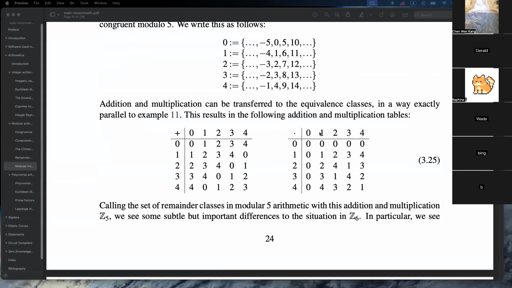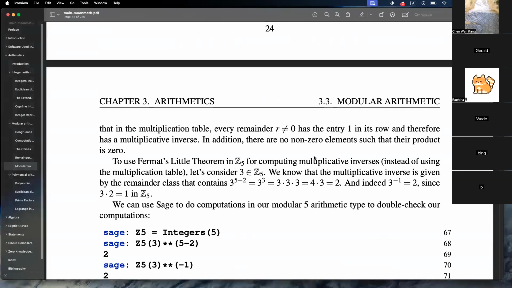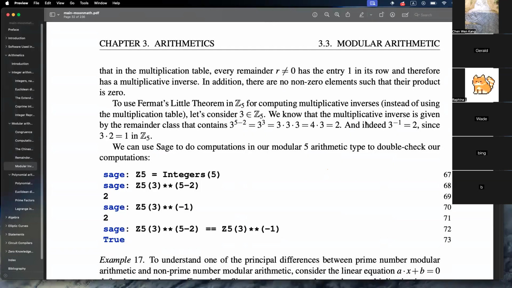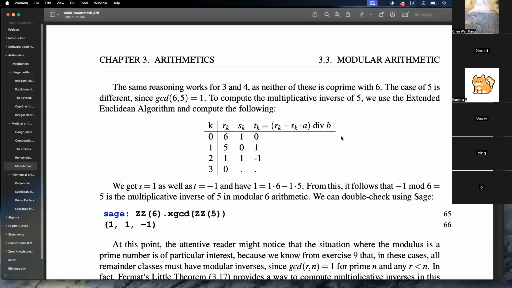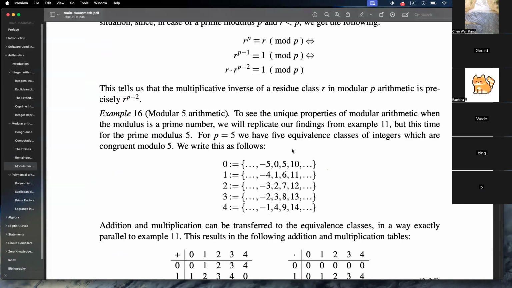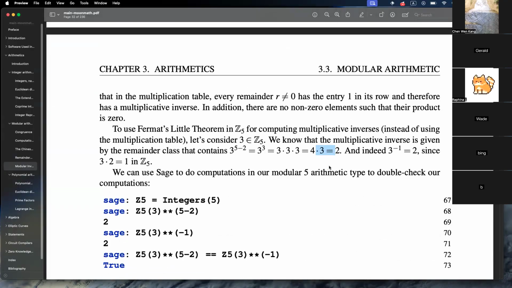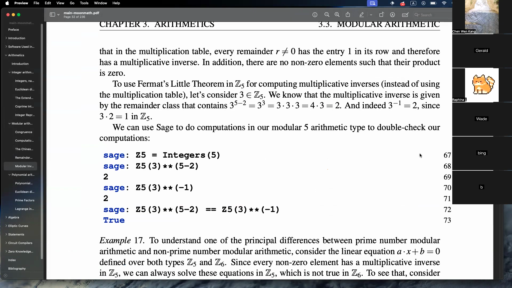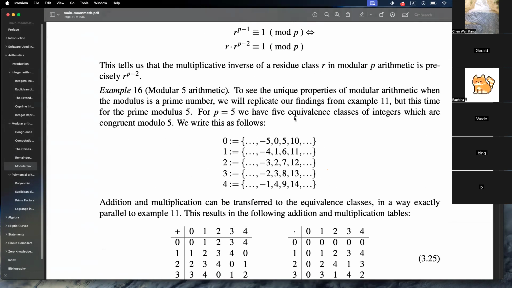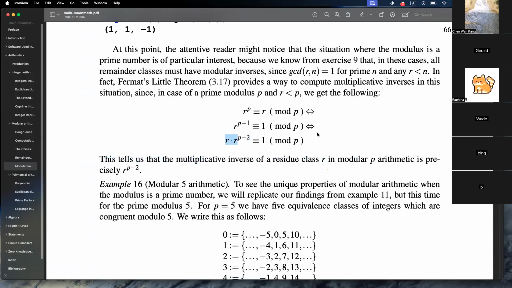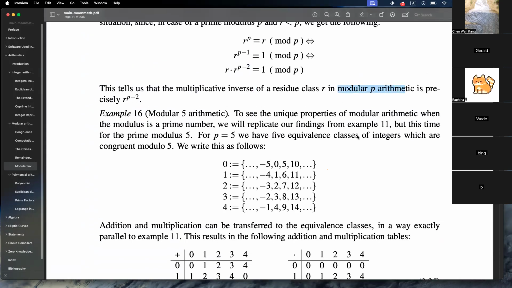From my understanding, it's right. Hopefully I don't understand this wrongly. But yeah, I think that's an example here. So in this case, the inverse of 3 in modular 5 arithmetic is 2. And if the inverse of 3 is 2, then the inverse of 2 is very likely 3. So anyways, that's one way to calculate the multiplicative inverse in some modular P arithmetic.